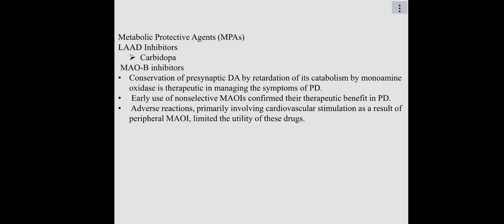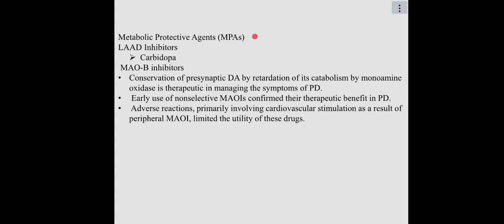But fortunately, when they bind, they trigger excitation of the dopamine receptors. Then metabolic protective agents. So we are done now with agonists, and I think the last category is where we use metabolic protective agents. Of course, metabolic protective agents are drugs that will block the metabolism of dopamine.